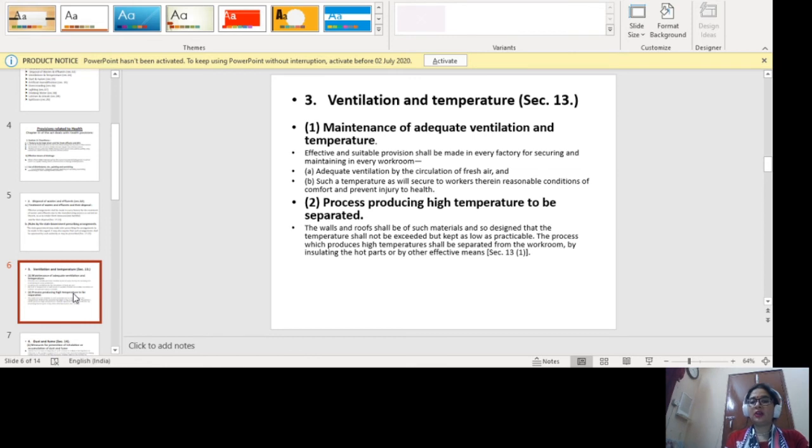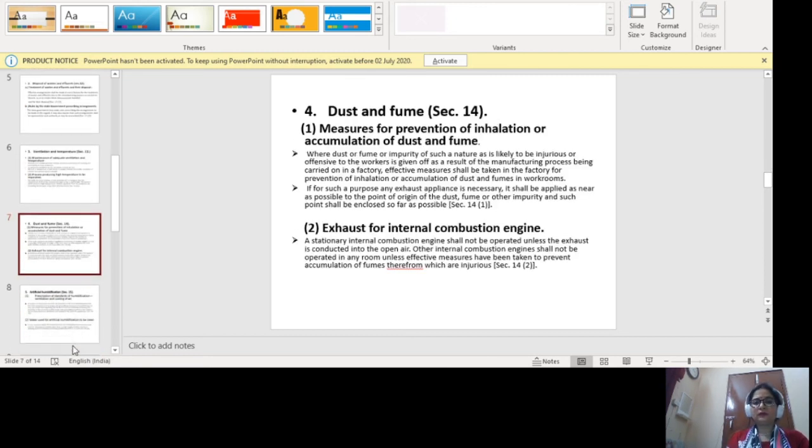Now, ventilation and temperature: there should be maintenance of adequate ventilation and temperature, such a temperature which is not injurious to the health of the workers who are working over there in a factory. And adequate supply of fresh air should be there. Processes which produce high temperatures should be separated from the normal working place through insulated walls. Then next comes your dust and fumes.